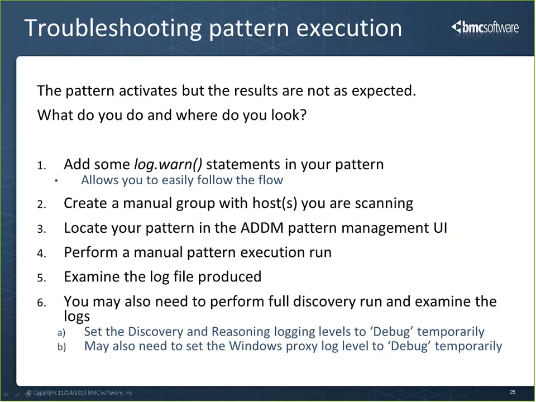Now, let's say we've written our pattern, it activates, but the results are not as expected. So what do we do? Where do we look? Well, we can add some log statements in our pattern, but perhaps a log warn statement, which will allow us to easily follow the flow of the code. We then upload this pattern and create a manual group with hosts that we are scanning. We locate the pattern in the ADDM Pattern Management UI and perform a manual pattern execution run. At the end of this execution run, we'll have a log file that we can examine and hopefully find our issues.